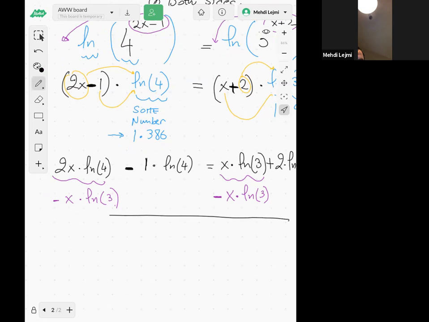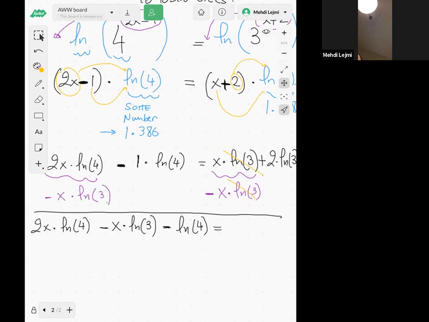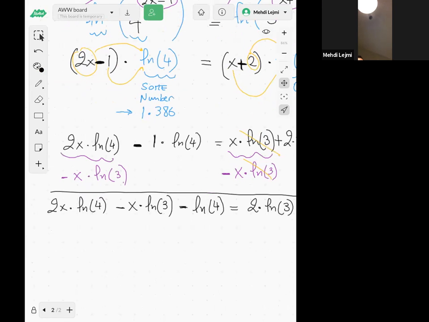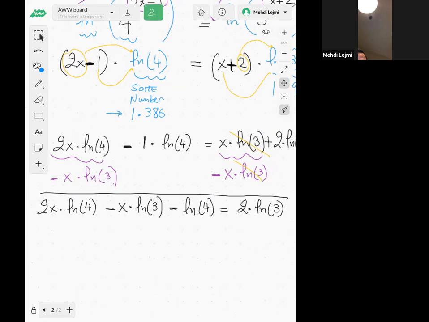Now, on the left, I'm going to have 2x times this natural log of 4, and then minus x times natural log of 3. I cannot really simplify anything here. Minus, there's this 1 times natural log of 4, and 1 times any number is just the same number, so it's just minus natural log of 4. On the right side, the same thing cancels out, and I am left with plus 2 times this natural log of 3.